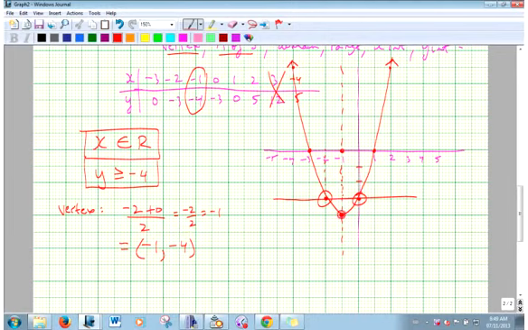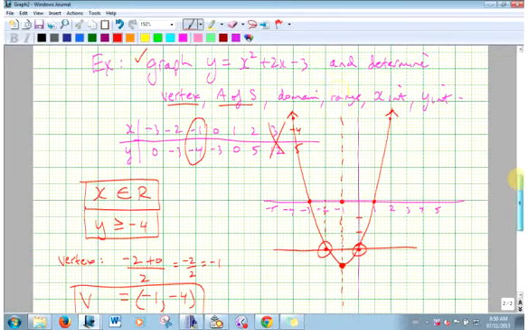Vertex is always a coordinate point. It's always the minimum or the maximum. In this case, it's the minimum. Okay? So, check. Domain, now I know it's greater than -4. Check. Vertex, where's my axis of symmetry?